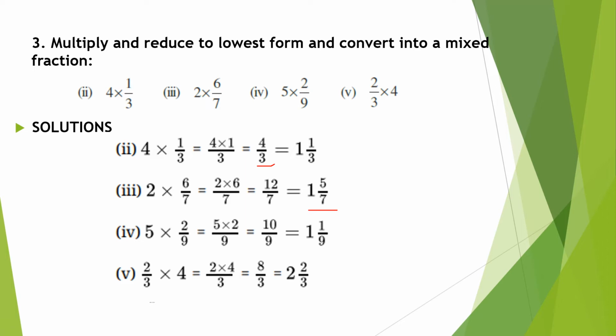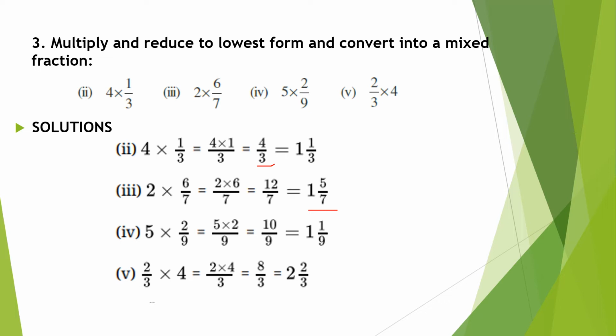Next, question number 4. 5 into 2 by 9. Multiplication of a whole number 5 with the fraction 2 by 9. In this case, multiply the whole number with the numerator of the fraction, divided by the denominator. So we get the answer as 10 upon 9, which is the lowest form. This is an improper fraction, so we can convert it into a mixed fraction. So we get the answer as 1 integer 1 by 9.